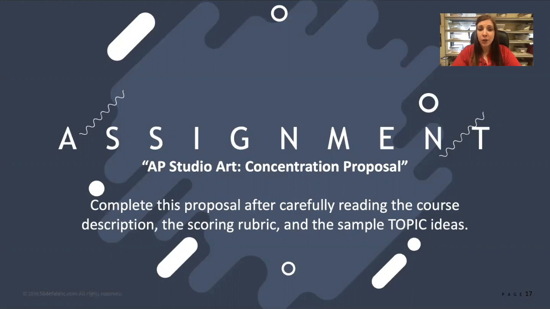The next thing that you are going to do for me is a handout that says AP Studio Art Concentration Proposal at the top. That is what we are going to look over when we meet, so make sure that you have filled this out. Virtual students, we will meet over Zoom or in person on Monday, and students who are in person, we will meet one-on-one in the coming weeks.